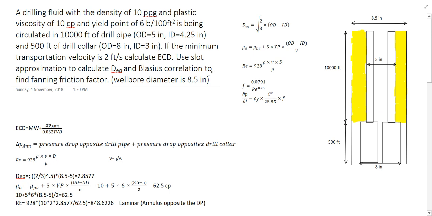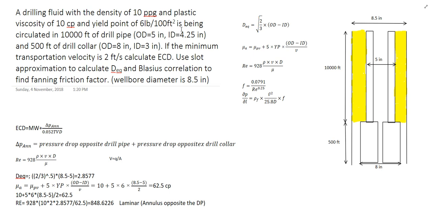The question says that we have a plastic viscosity and yield point, that means it's a non-Newtonian fluid. If the minimum transportation velocity is 2 feet per second, calculate the equivalent circulation density or ECD. Use a slot approximation to calculate the equivalent diameter and velocity correlation to find the fanning friction factor. The wellbore diameter is 8.5.